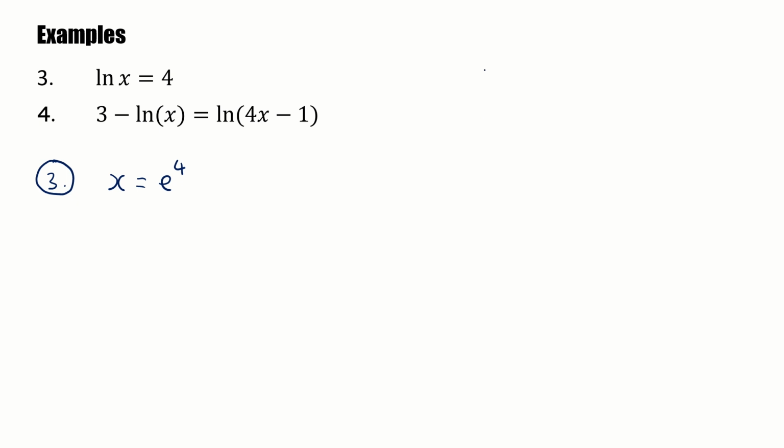That is of course just making use of the rearrangement we'd already used in the logs chapter, which is a to the power of x equals b, rearranges to x equals log base a of b. And it's just that because log base e is ln, that's how we ended up writing it like this. And on to question 4, it's the same idea basically.